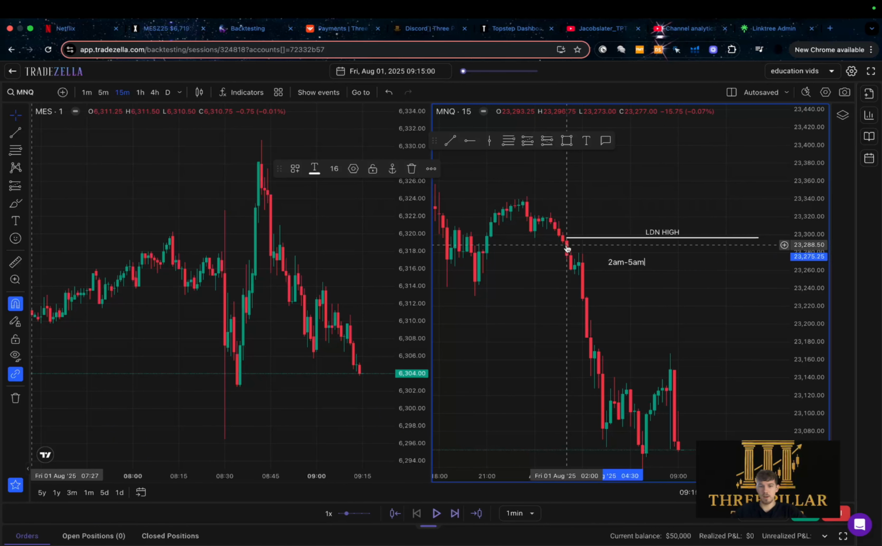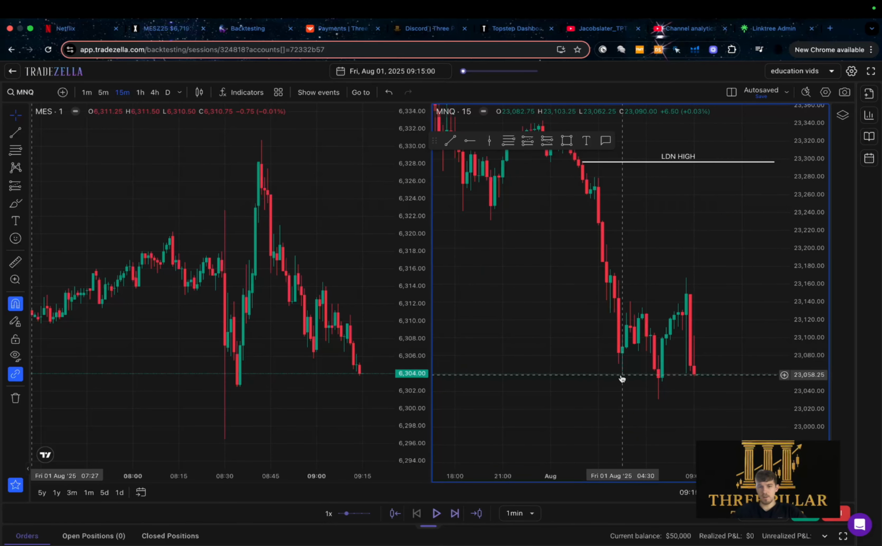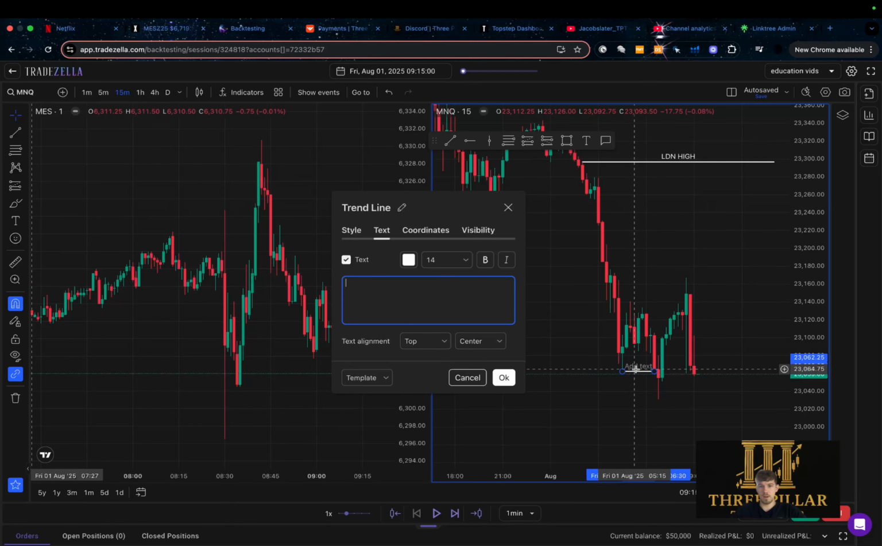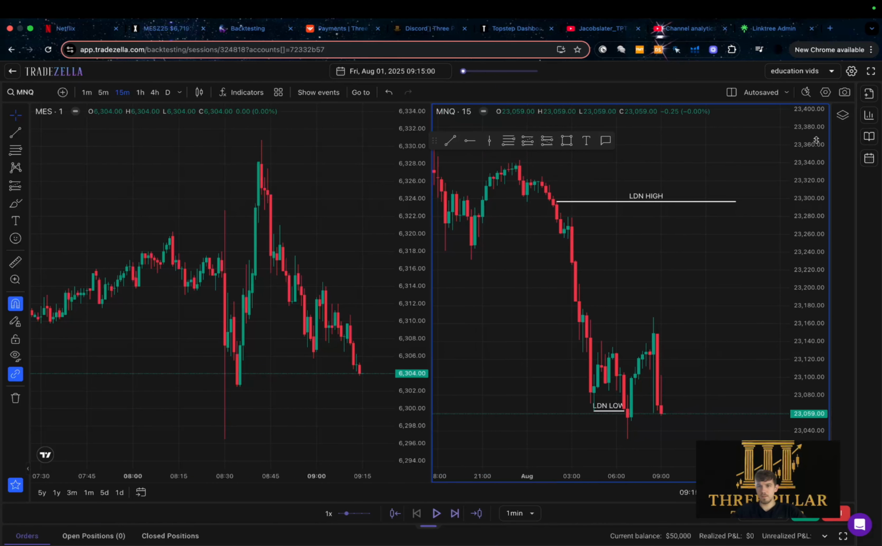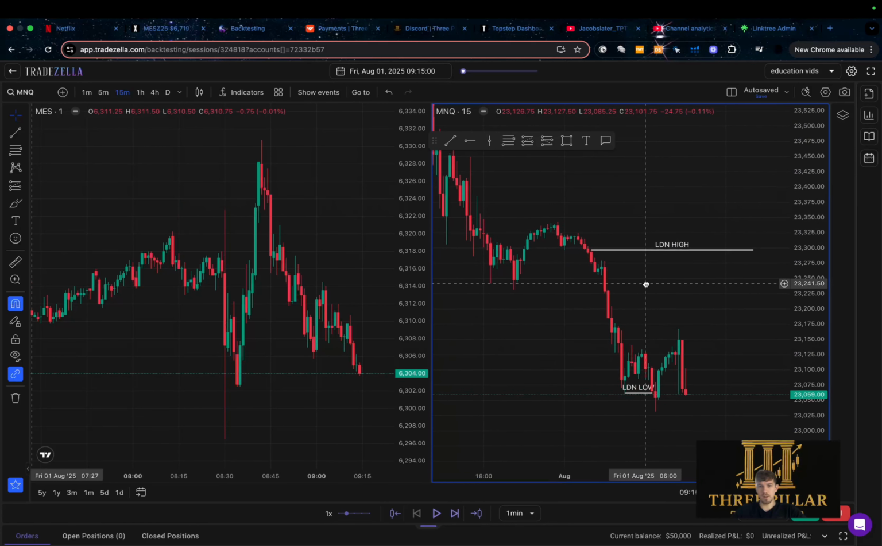So we look at where the highest point is between the range of 2 AM to 5 AM, because it might not always be at 2, it might be at 3 o'clock or 4 o'clock. So that's the London high we've marked. And the London low would be here, but we've already swept the London low. So that's how you mark out London high and London low.